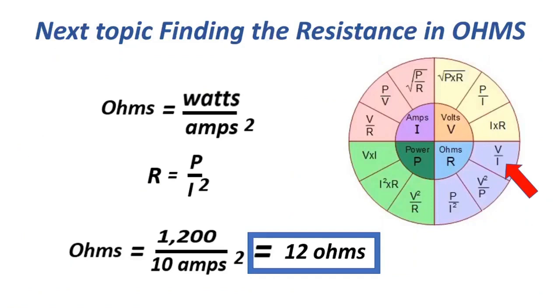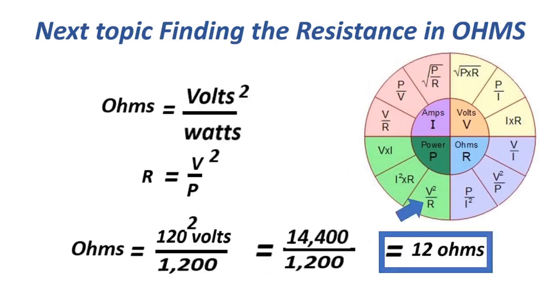The next formula for resistance is ohms equals watts over amps squared, R equals P over I squared, equals 1200 over 10 squared or 100 equals 12 ohms. The next formula for finding resistance in ohms: ohms equals volts squared over watts, or R equals V squared over P. 120 squared over 1200 equals 14,400 divided by 1200 equals 12 ohms.